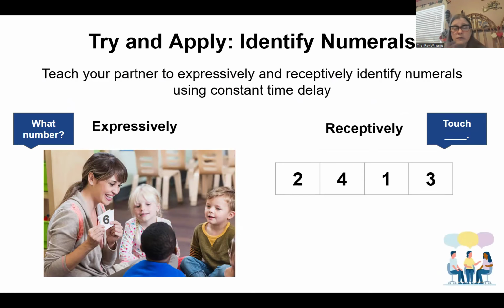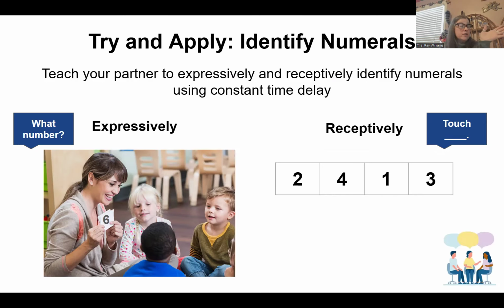All right, so next, look at your paper to see which number it is. I want you to do a try and apply where you have a student you're teaching to identify numerals. You're going to teach your partner to expressively and receptively identify numerals using constant time delay. You just saw what it looks like receptively. If you were doing it expressively, you would show the student a number and you would say, what number? And then your 0 second is, you're going to tell them.